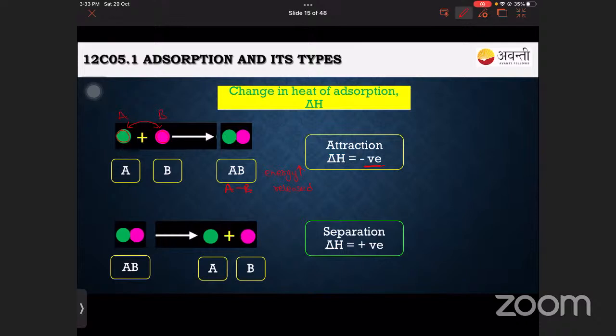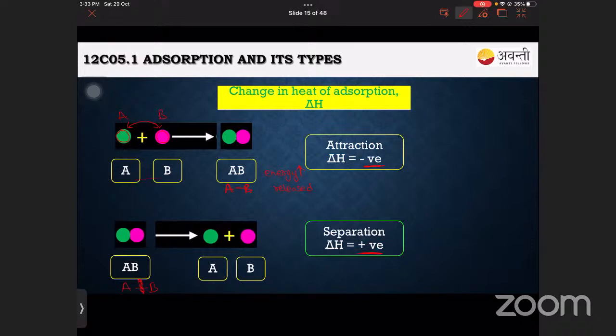Now, let's say this formed molecule is there and I want to separate it. What do we need to do? I need to break the bond between A and B, which requires energy. Here, energy will be given to the system. The positive sign indicates the energy given to the system to break the bond between A and B.